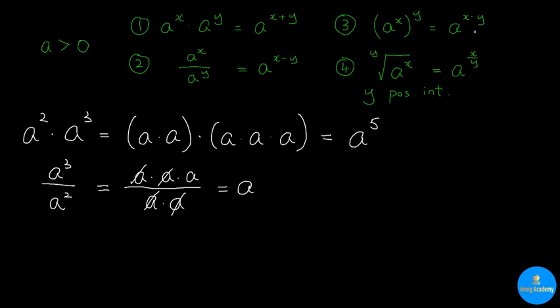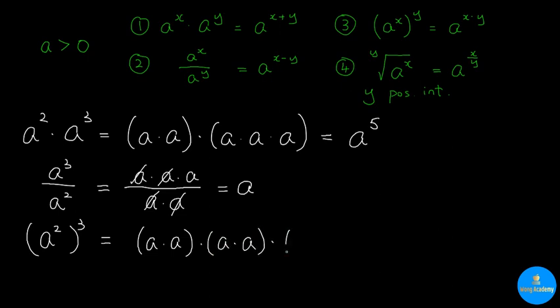As for the third exponent law, we can understand it by writing out a squared and then raising it to power 3. A squared is just a times a, while this power 3 means that this group has to be self-repeated 3 times. So we have a times a times a times a times a times a multiplied together. Altogether, there are 6 a's, so we have a to the power 6. Where does the 6 come from? It's coming from 3 times 2, 3 groups of 2 a's each time.